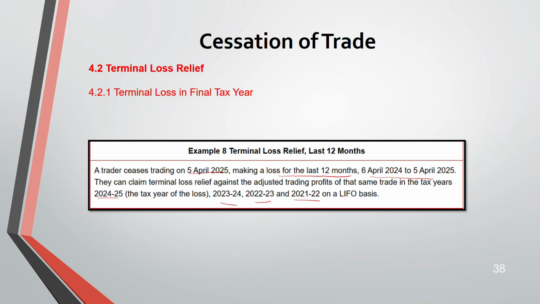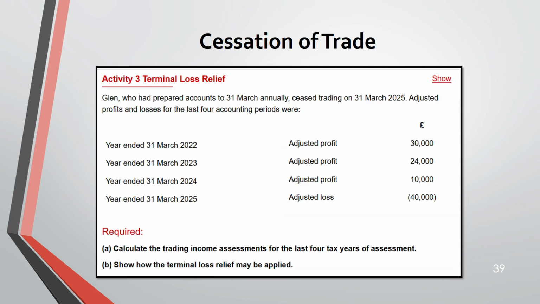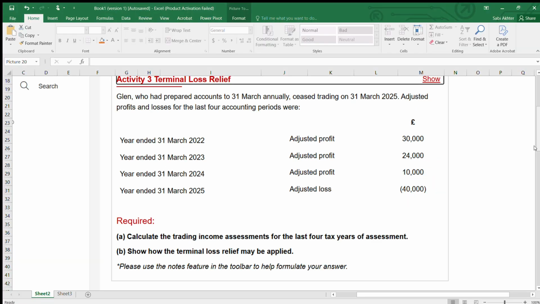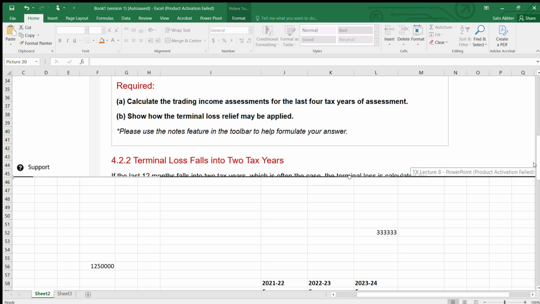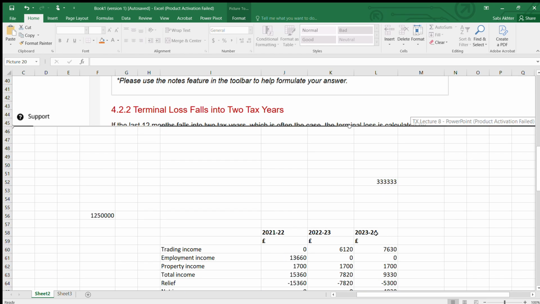Now, activity 3. In activity 3, we are making profit except here a 40,000 loss in 25. That is the year when he's ceasing trading. A. Calculate trading income. B. Show terminal loss relief. So, let's do that. Part A, the trading income is 30, 24, and 10, except the last is 0. Coming to part B, terminal loss relief. So, the 4 tax years. I've already done 3, this is from the previous activity. One more I have to add is 24-25.